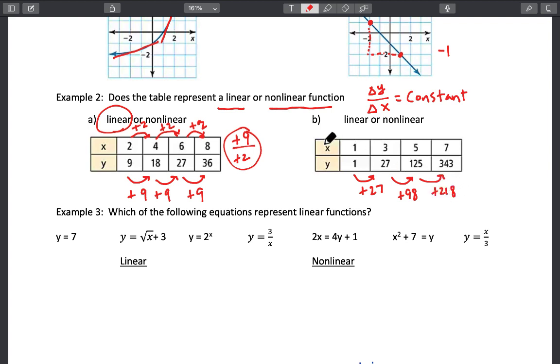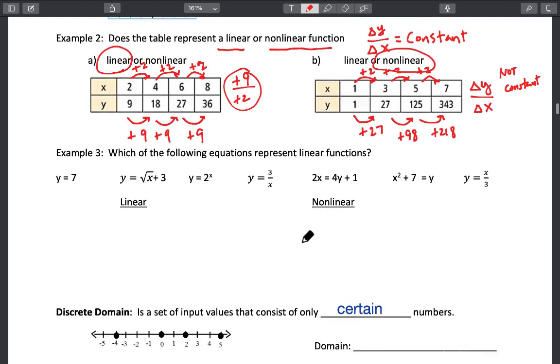All right, let's take a look at our change in our x values. We're going up by +2, +2, +2. So even though our change in our x is staying the same, our change in our y value over the change in the x value is not constant. In other words, it's not the same in between each one of these movements. So this is going to be a nonlinear function.